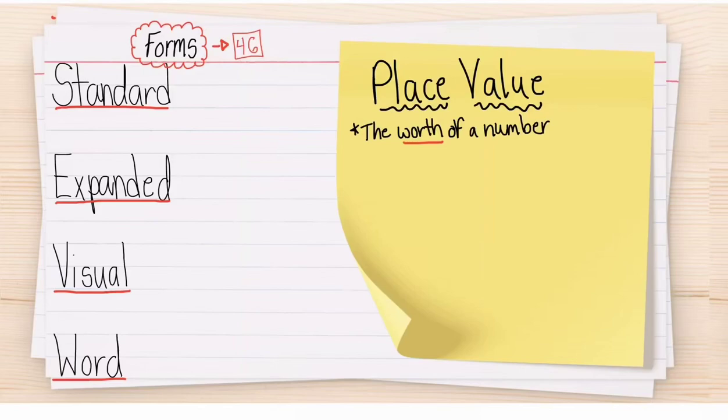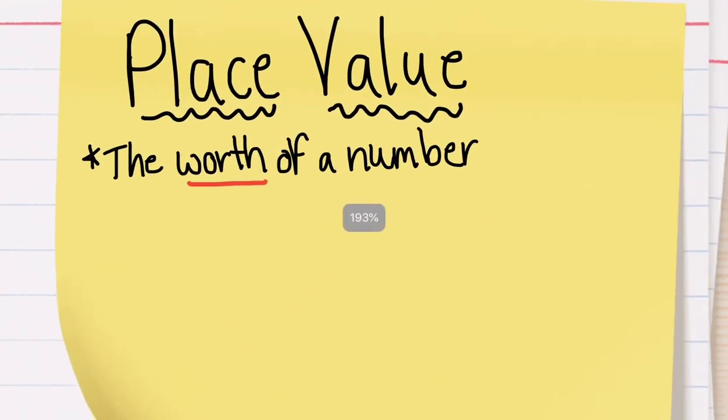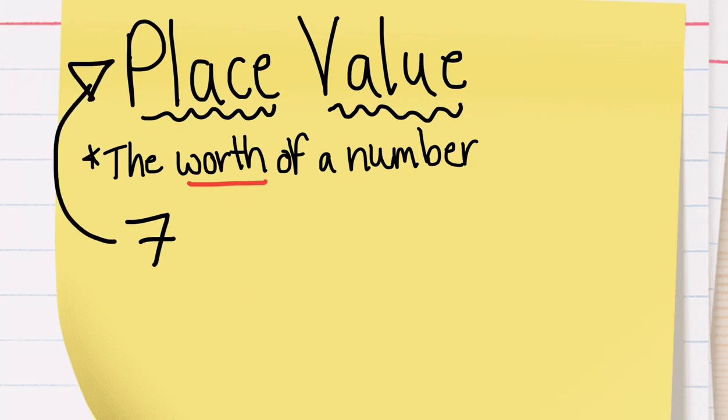Place value is a concept that gets started early on and you continue to use it throughout your school career. The overall idea of it is the worth of a number. Whenever you think of the worth of a number, if you just have the number 7, you know that's worth 7 items. But because of where that 7 might be placed, that can change what the 7 is actually worth. So if I have the plain number 7, that's worth 7 individual things.